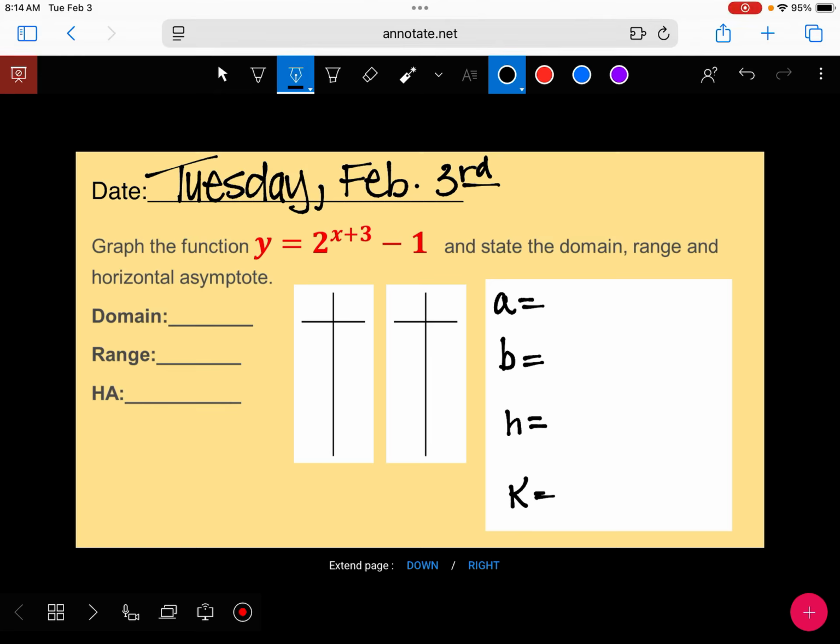What do you think A is? This is tricky because a lot of times we get confused between A and B. So do you think the 2 is 2A or B? B is B. You have to have a base in every exponential function. So if there's only one number, that's the base. So our base is 2. This is our base.